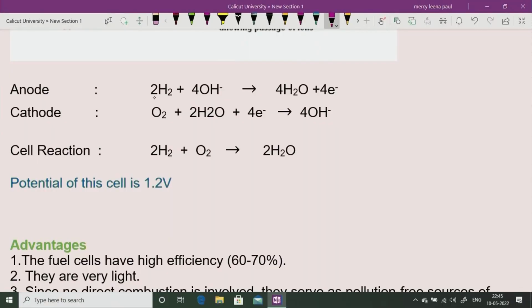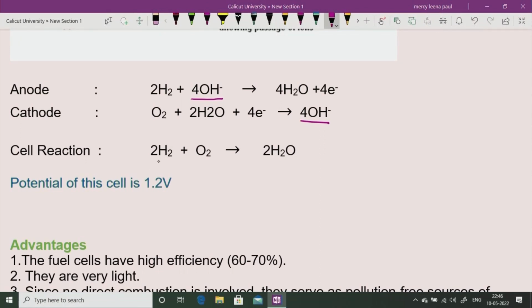Now, let us see what are the electrode reactions taking place. Here hydrogen, which is acting as the anode, combines with 4 OH minus ions to give 4 molecules of water and 4 electrons are released. These 4 electrons are taken up by oxygen along with water molecules to give 4 OH minus ions. See, here 4 OH minus ions are consumed and here 4 OH minus ions are released. So, the alkali is not being used up, it is taken and then regenerated.